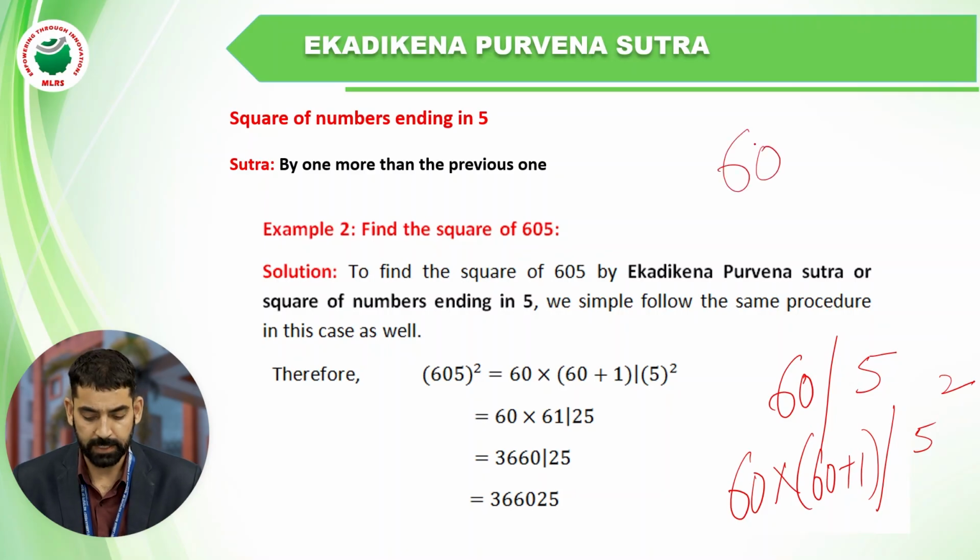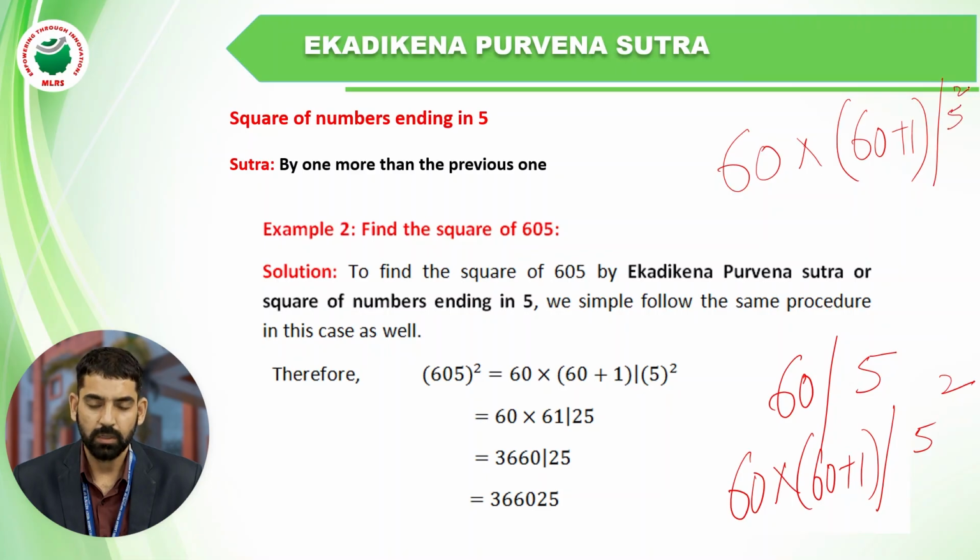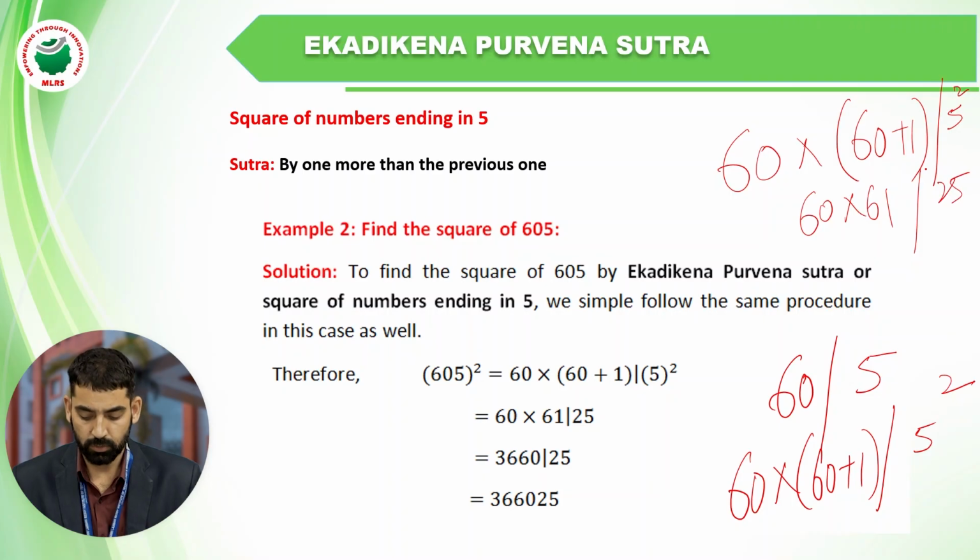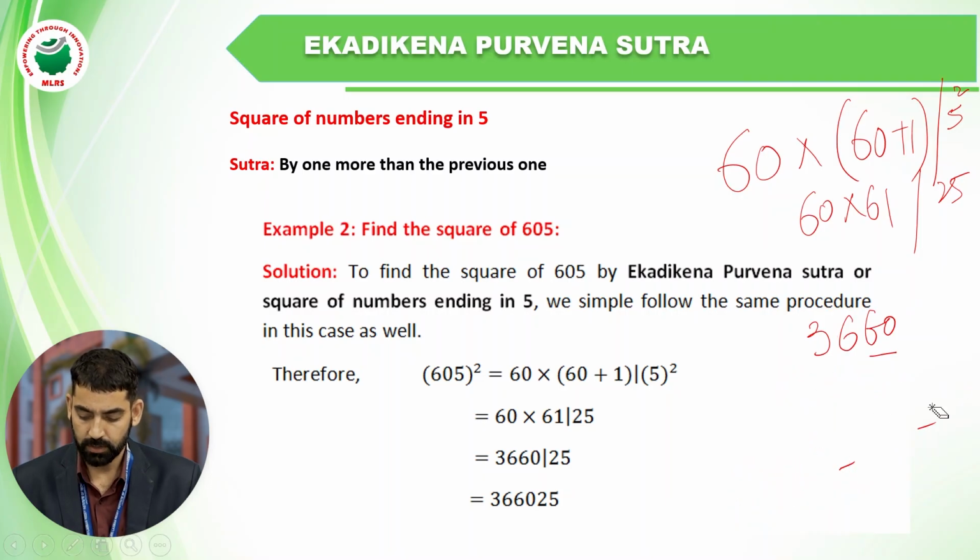The first number is 60, then you take the multiple of the number immediately following it, that is 60 plus 1, or we can say 61. Then we have the right hand side part of the solution, that is the second number, which is 5, and we take its square, 5 square. So this is 60 into 61, then we have 5 square, which is 25. 60 into 61 is 3660, and separator, 25.